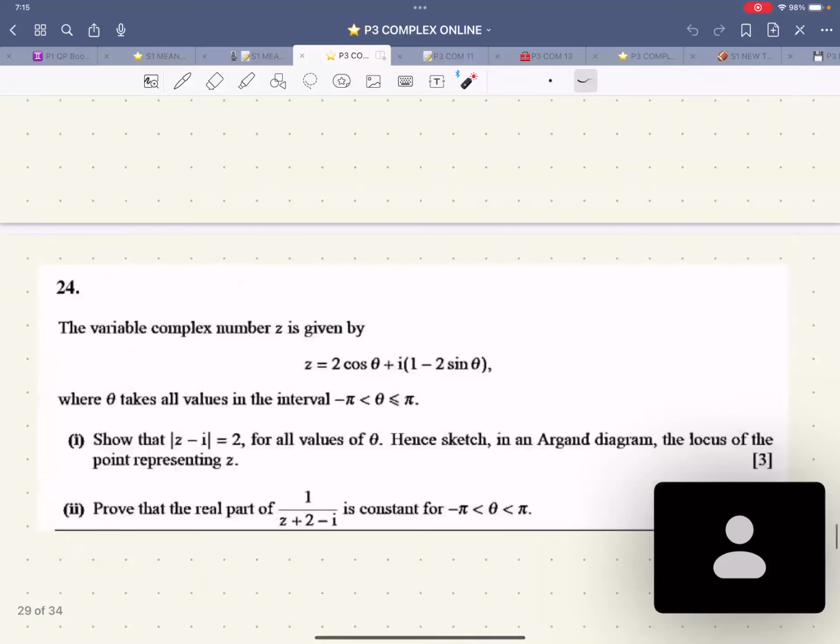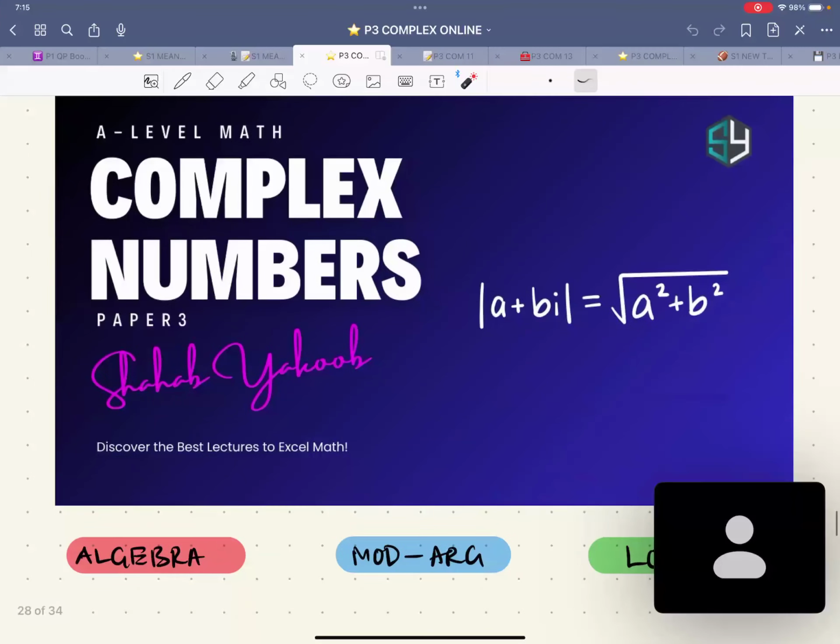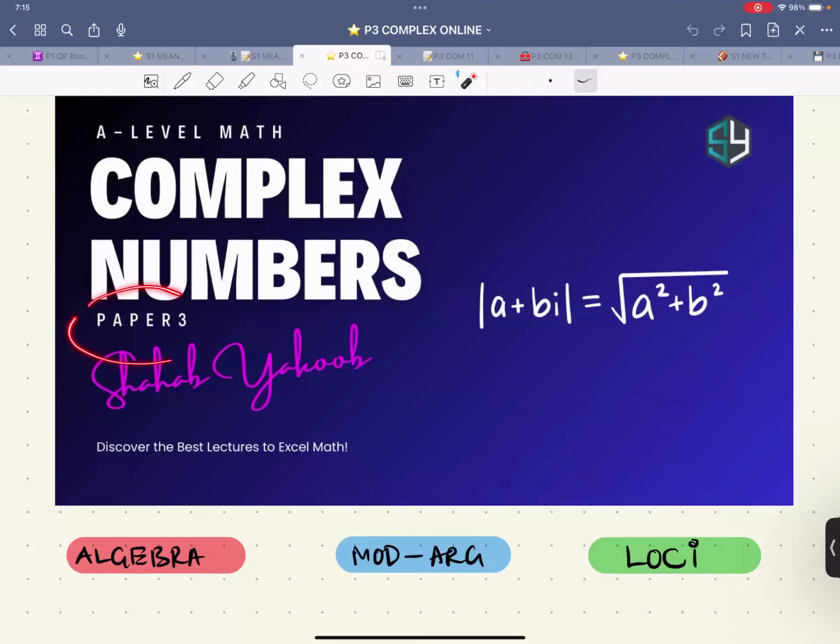Now, we are starting with some questions of complex numbers. Complex numbers is part of P3, paper 3. The three major subtopics of complex numbers are algebra, modulus argument, also known as polar form or the trig form, and the third one is loci.